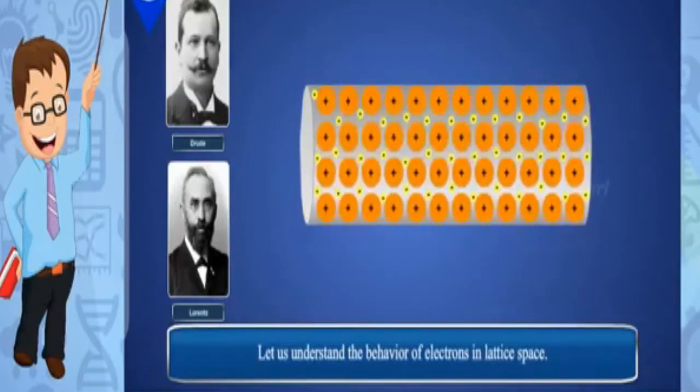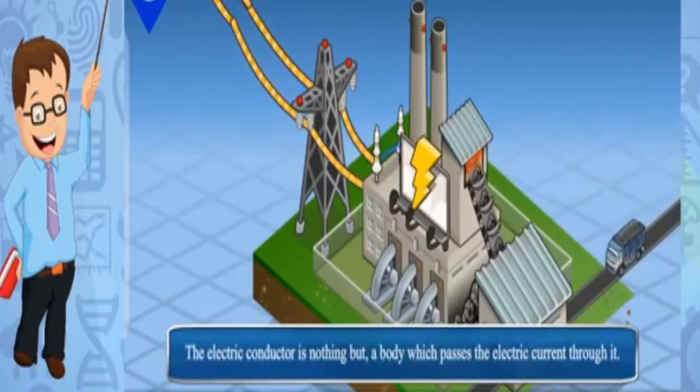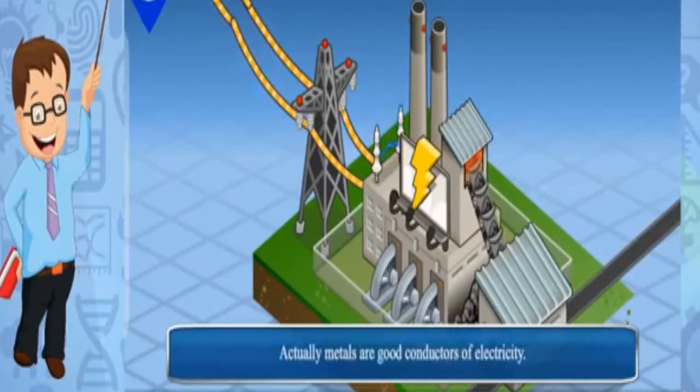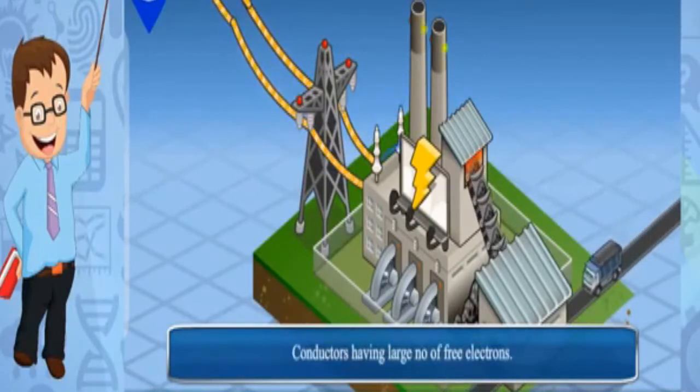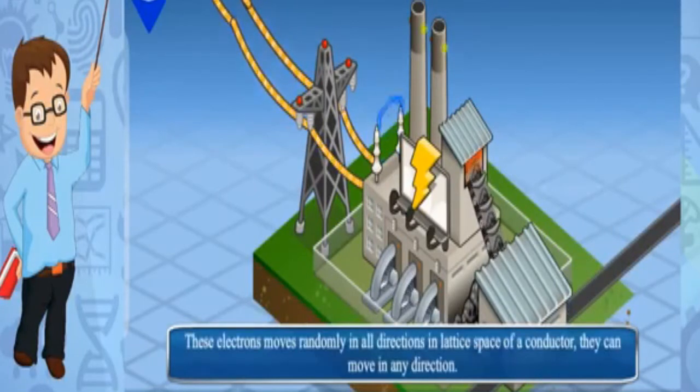An electric conductor is nothing but a body which passes the electric current through it. Actually, metals are good conductors of electricity. Conductors have a large number of free electrons. These electrons move randomly in all directions in the lattice space of a conductor. They can move in any direction.